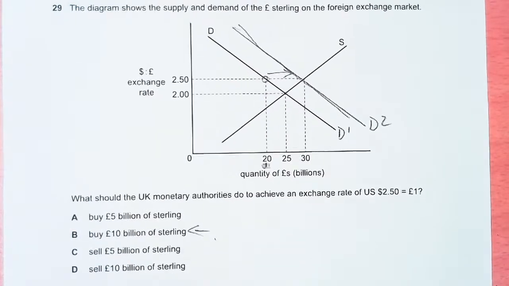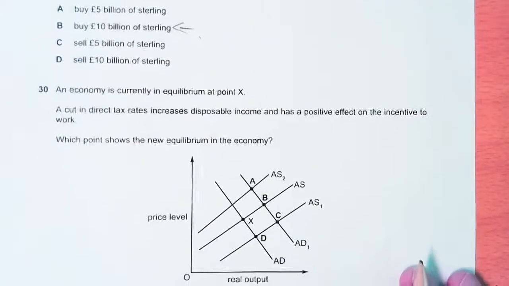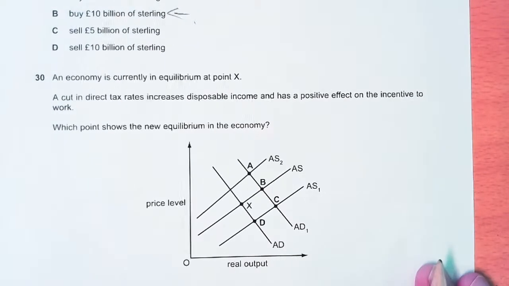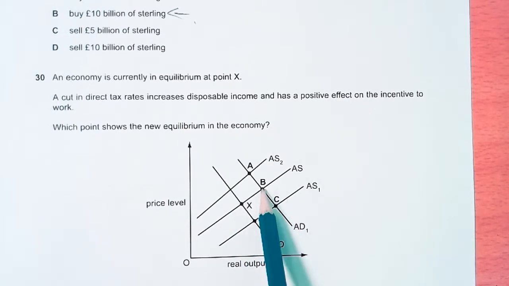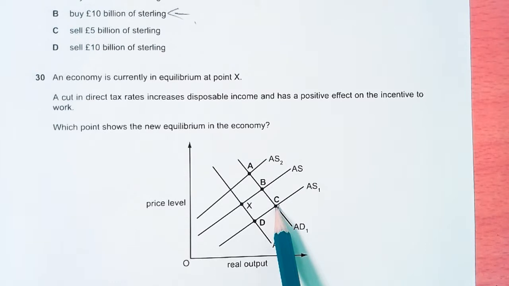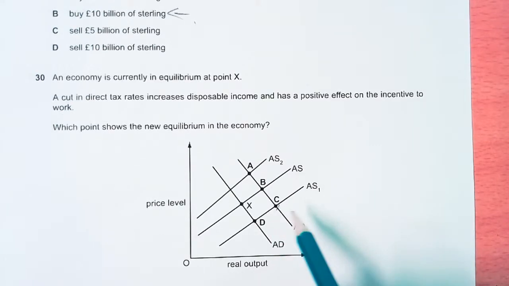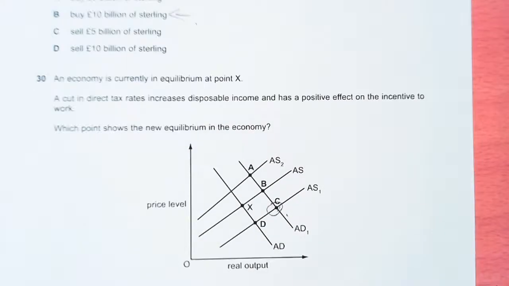Okay, right, final question, nice easy one to finish off. An economy is currently in equilibrium at point X. Okay, a cut in direct taxes increases disposable income, so we're now at point B, and has a positive effect on the incentive to work. We're now at point C. Okay, so that's going to be our answer, point C.